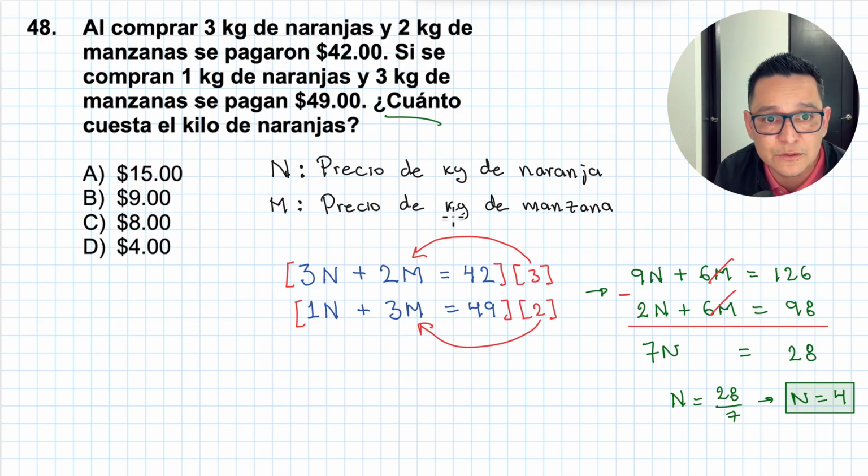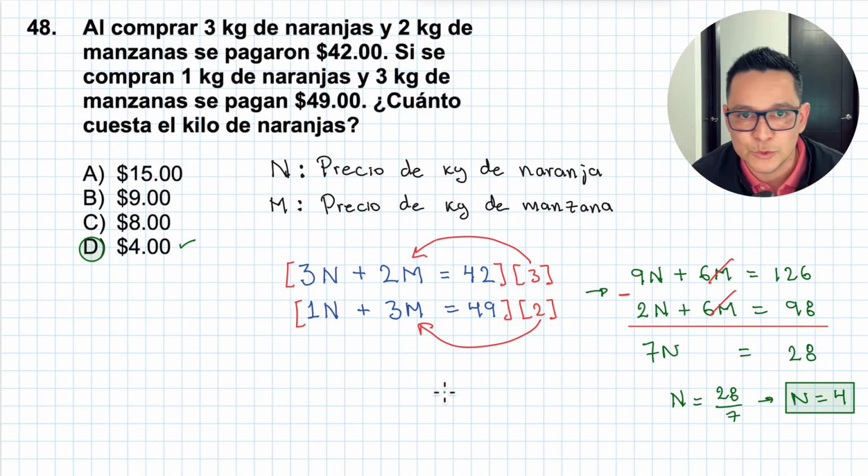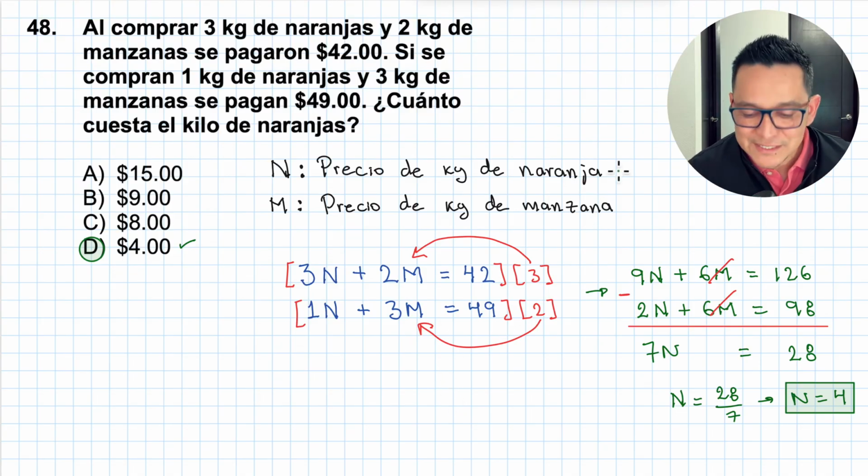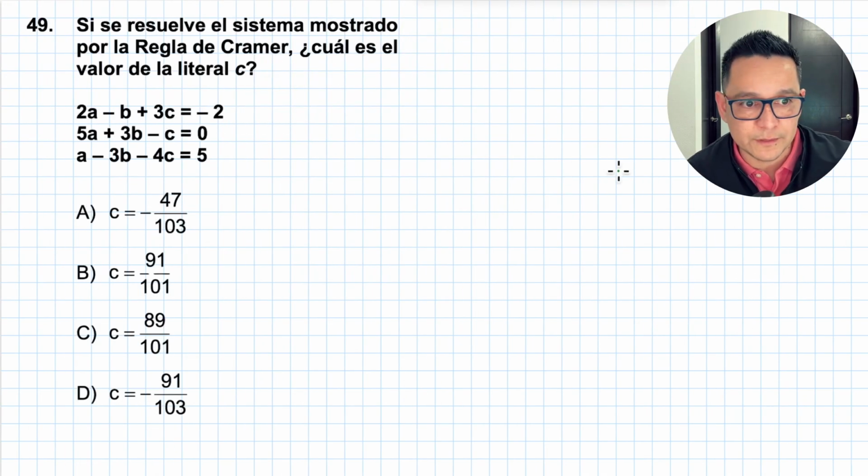How much does a kilo of oranges cost? It's telling me that it costs 4 R. So the correct answer will be the one in option D. Done. We're finished. That's it. Let's move on to exercise number 49.